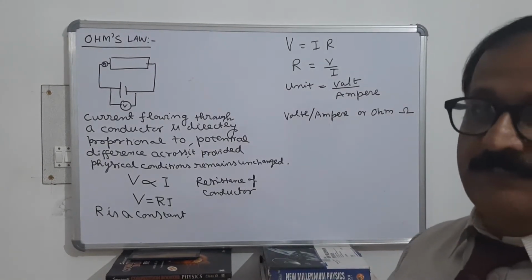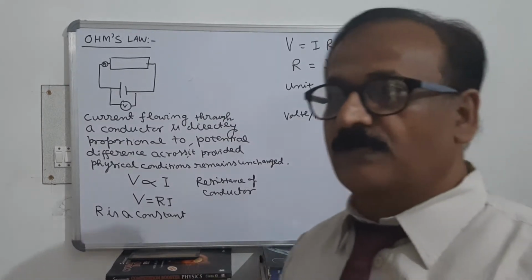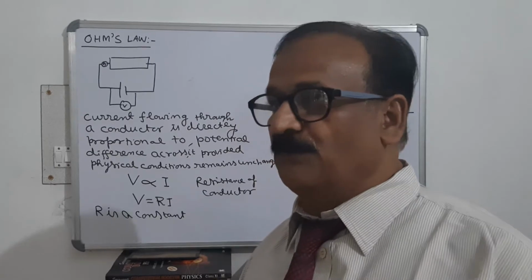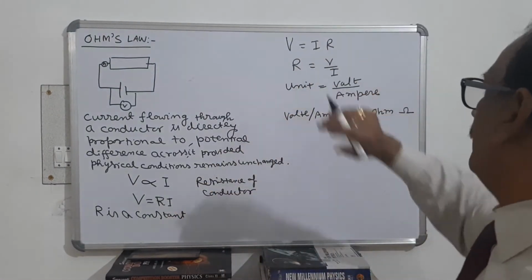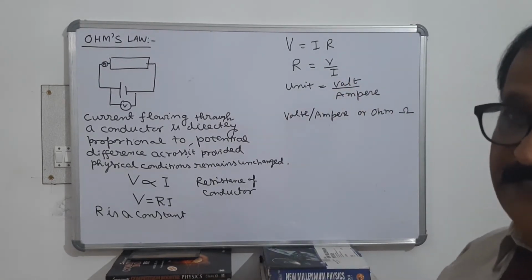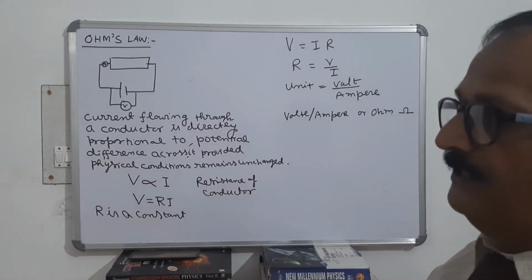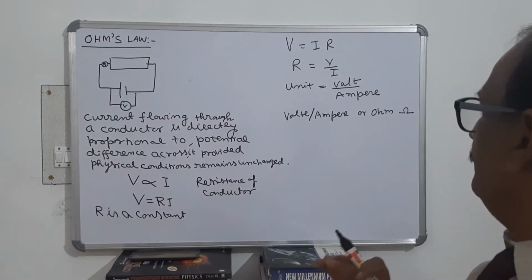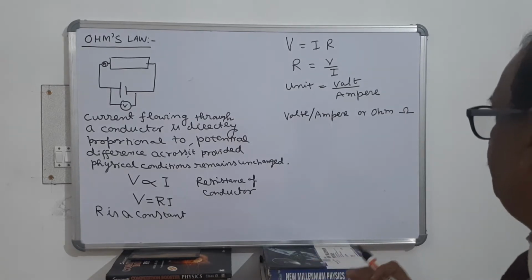So potential difference across a conductor is directly proportional to current flowing through it, or you can say current flowing through a conductor is directly proportional to potential difference across it. V is equal to I into R. R is a constant and this constant is called resistance of the conductor. Resistance is that property of a conductor due to which it opposes the flow of current through it. It is a scalar quantity, its unit is volt per ampere.